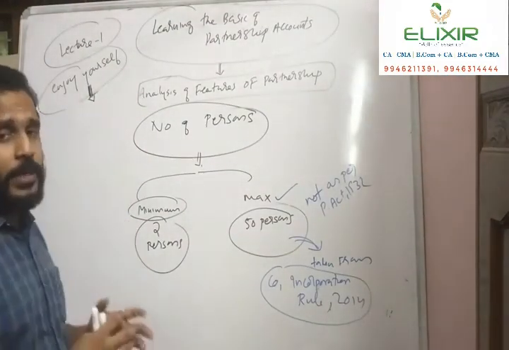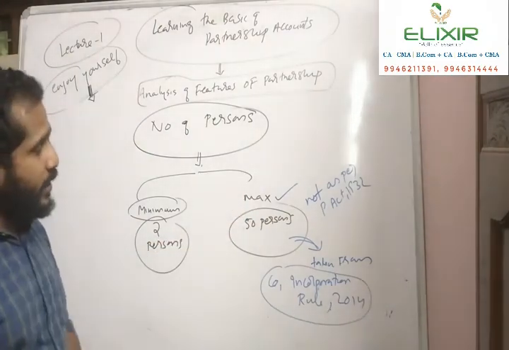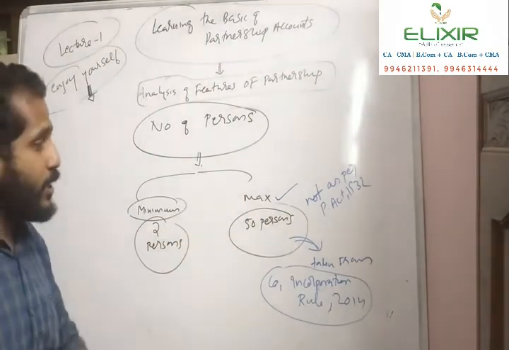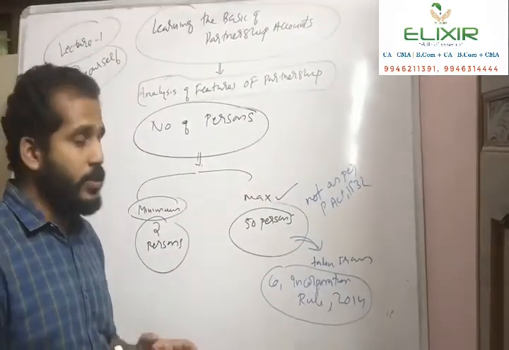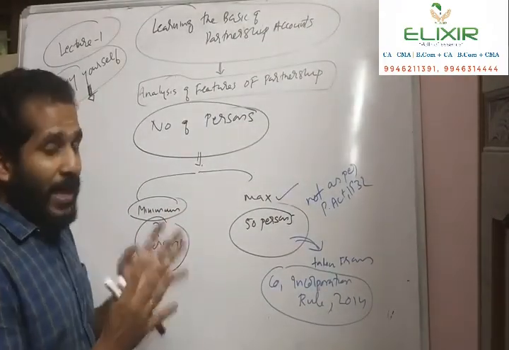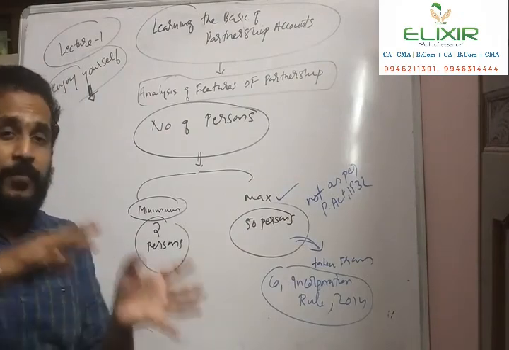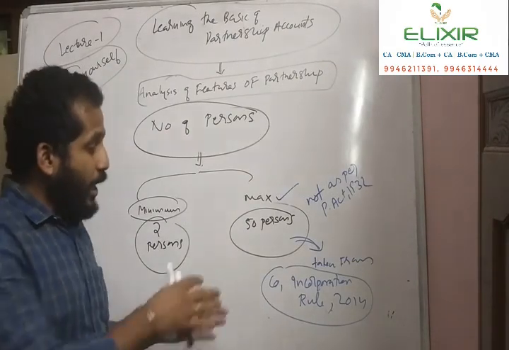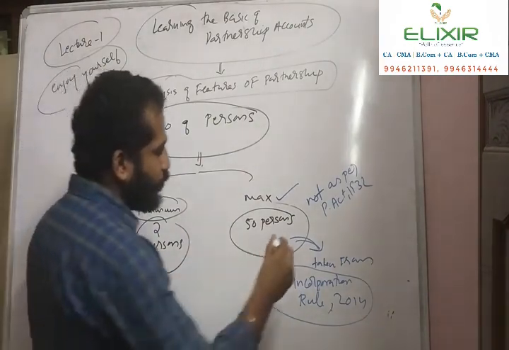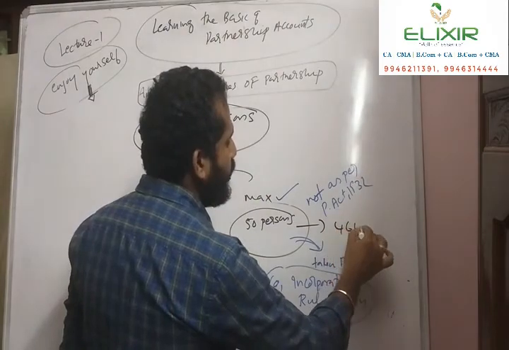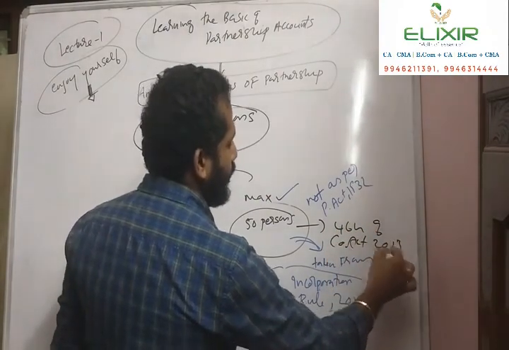And the maximum number of persons is restricted to 50. This maximum number is not as per the Partnership Act. The Partnership Act never specified the maximum number of persons to constitute a partnership. The maximum number is adopted from another law, from the Companies Incorporation Rules. Section 464 of Companies Act 2013.